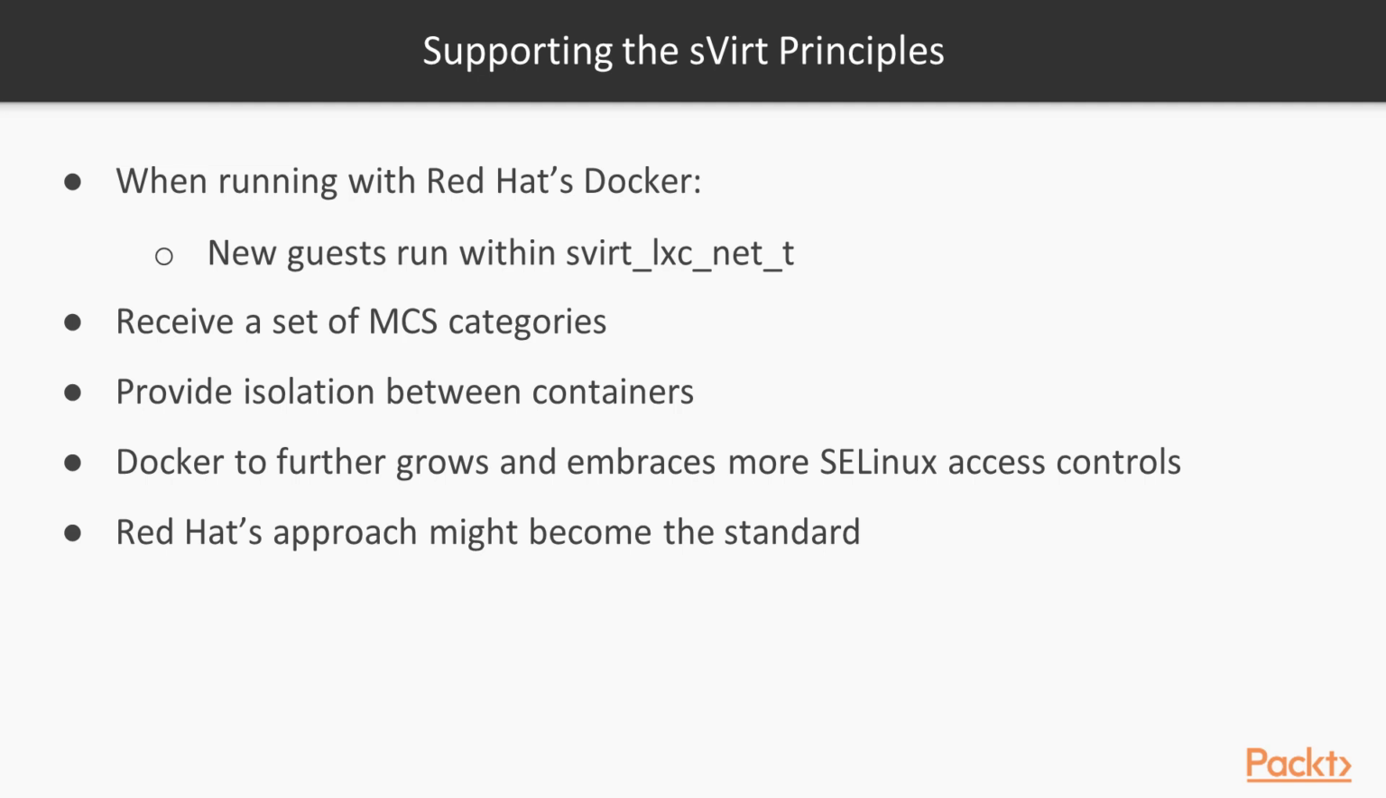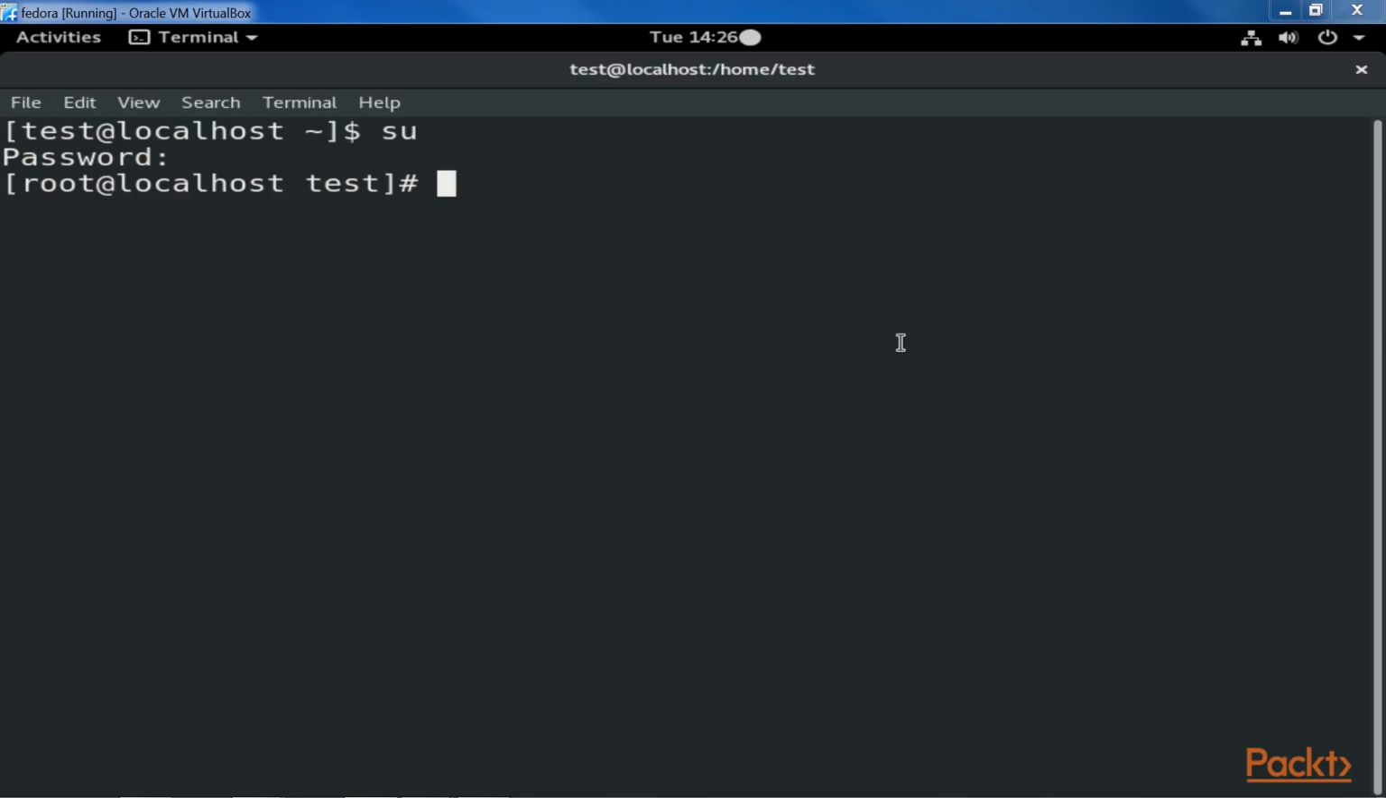Red Hat is adapting Docker to support the SVirt principles. When running with Red Hat Docker, new guests run within isolated domains and receive a set of MCS categories to provide isolation between containers. We can expect Docker to further grow and embrace more SELinux access controls, and Red Hat's approach might become the standard in the near future. For instance, an Nginx process running inside a Docker container is shown to be labeled with the SVirt_LXC_net_T type and an MCS category pair.